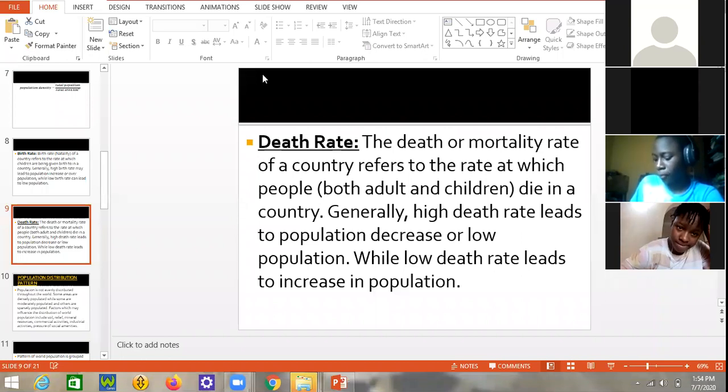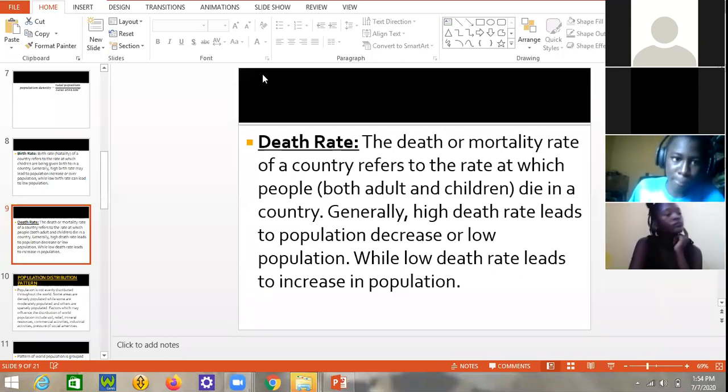While when, because of some prevailing circumstances or factors, the death rate is low, it will increase the population. Imagine if in Nigeria, in a particular year, nobody dies, but people are given birth to. It will lead to an increase in population. All right, so that is that about the death rate of any country.